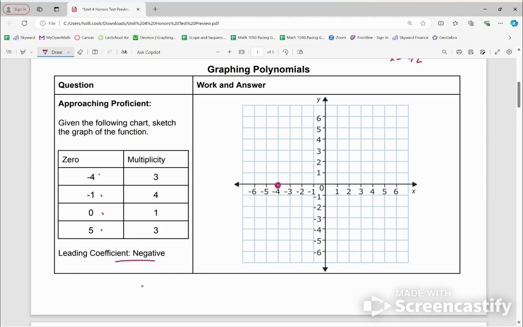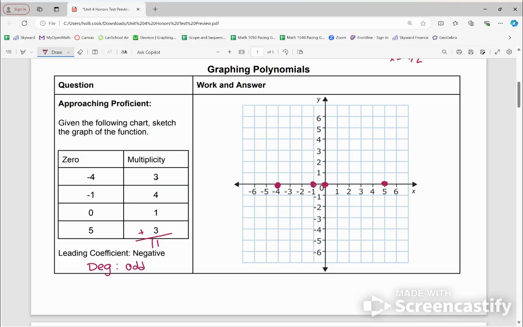I'm just going to go -4, -1, 0, and 5. Okay, now I want to look at my end behavior so I know kind of where to start. So for that, we know the leading coefficient is negative. We also need to know the degree. Okay, and to find the degree, you just add up all the multiplicities together. So 3 plus 4 plus 1 plus 3, that gives us 11. So our degree is going to be odd.